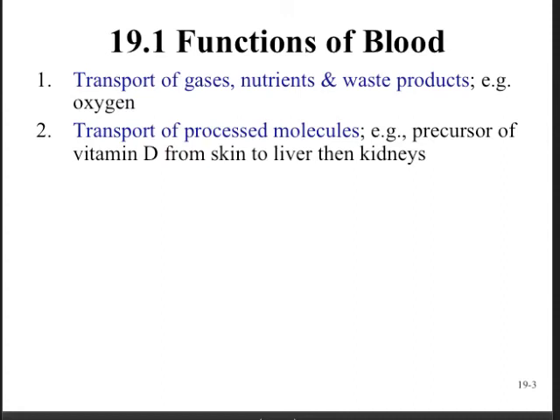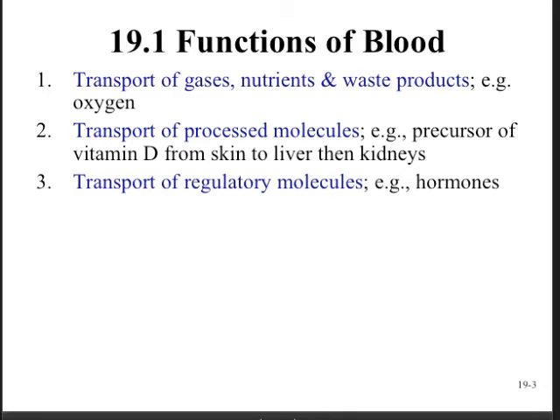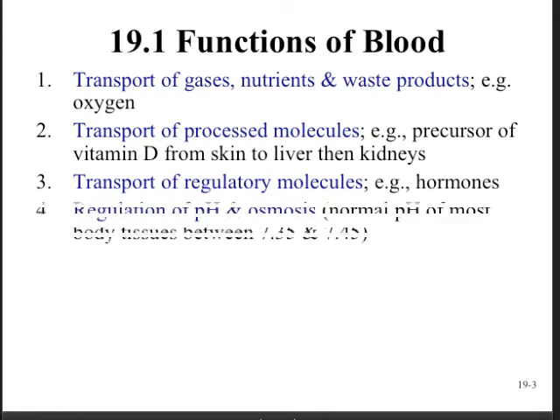What else does the blood do? It transports processed molecules around the body. As an example, the precursor of vitamin D runs from the skin to the liver and then to the kidneys. Active vitamin D is important in mineralizing bone. It transports regulatory molecules such as hormones. We discussed at length how the endocrine system operates in Chapter 18, and we noted that this chemical signaling system relies on the circulatory system as a transport vehicle to carry these chemical messages around the body.